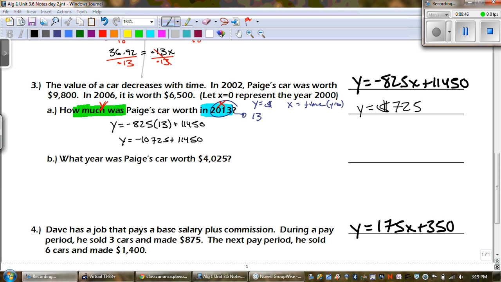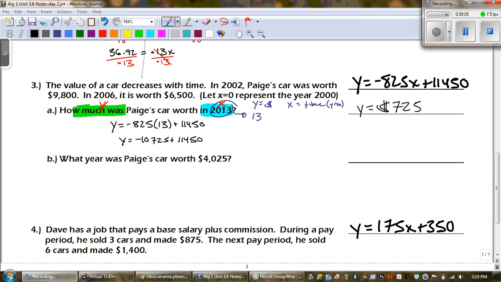Okay, when you plug in 13, because 13 was your x, it'd be $725. So Paige, your car right now is only worth $725. And that's because as time moves on, the value of cars decreases.